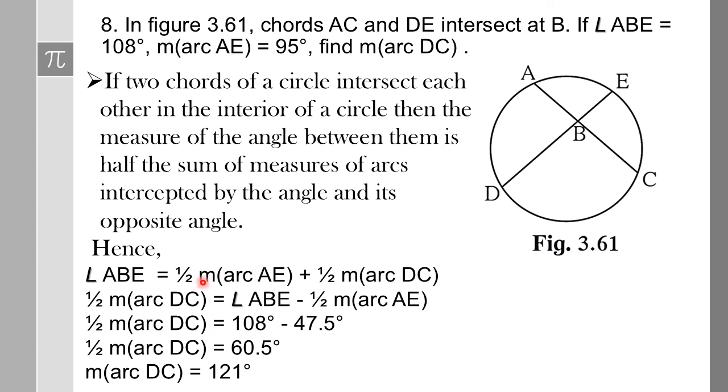Now we need to find DC. Measure of arc AE is known and angle ABE is also known. So taking it to the other side and substituting the values, half measure of arc DC will be 108 degrees minus 47.5 degrees. AE is 95, so half of it is 47.5 degrees. When you take the difference, you will get 60.5 degrees. Now half of measure of arc DC is 60.5, so measure of arc DC should be twice 60.5, that is 121 degrees.